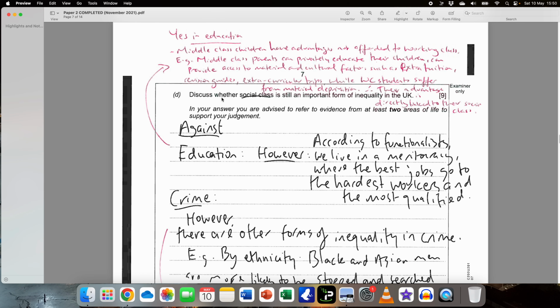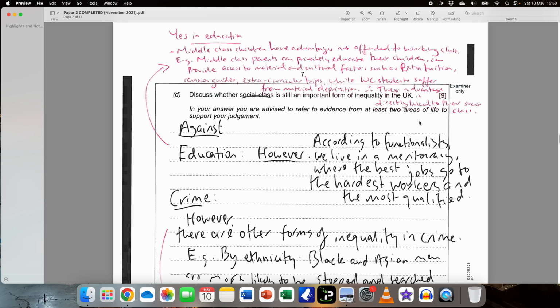The question is, discuss whether social class is still an important form of inequality. Again, you've got that in the revision booklet where it says, does social class still matter? So when you get a question that asks, is social class an important form of inequality? You are basically being asked, does social class still matter? And where does social class matter? And it's asking you to refer to at least 2 areas of life. So where does social class matter in 2 areas of life?